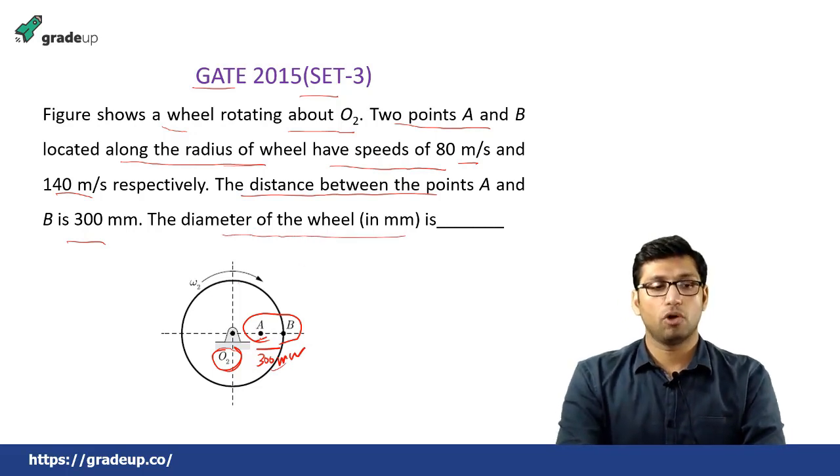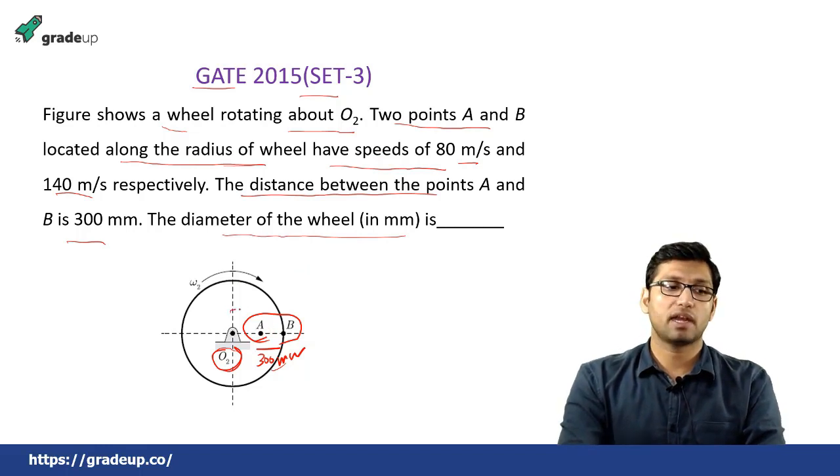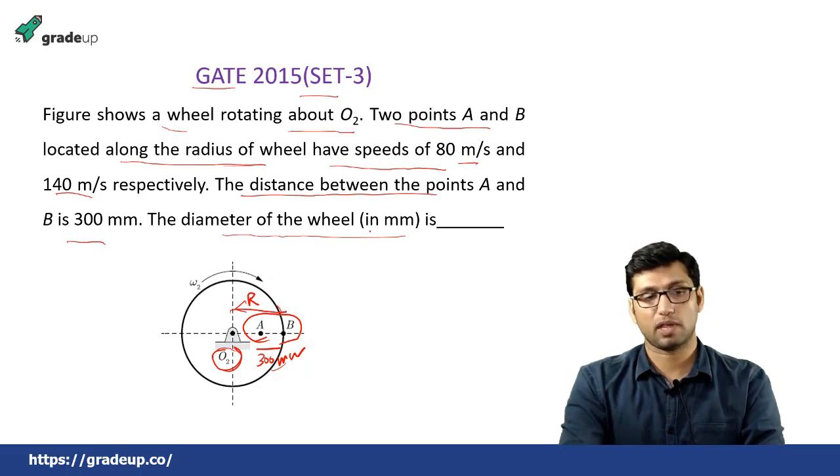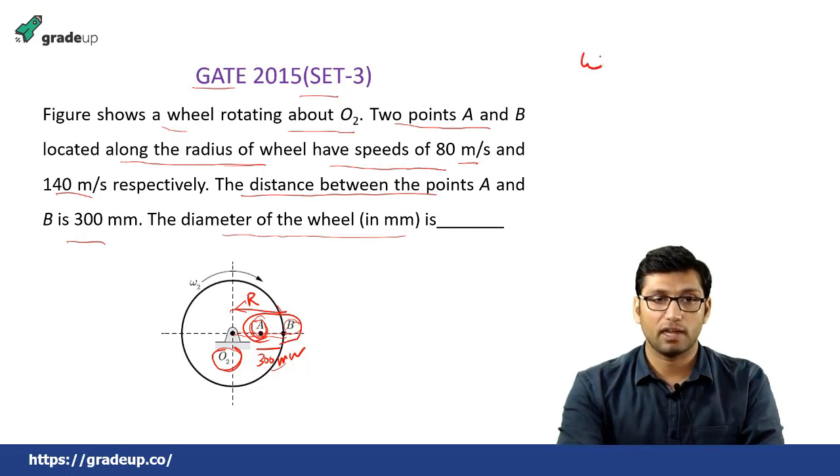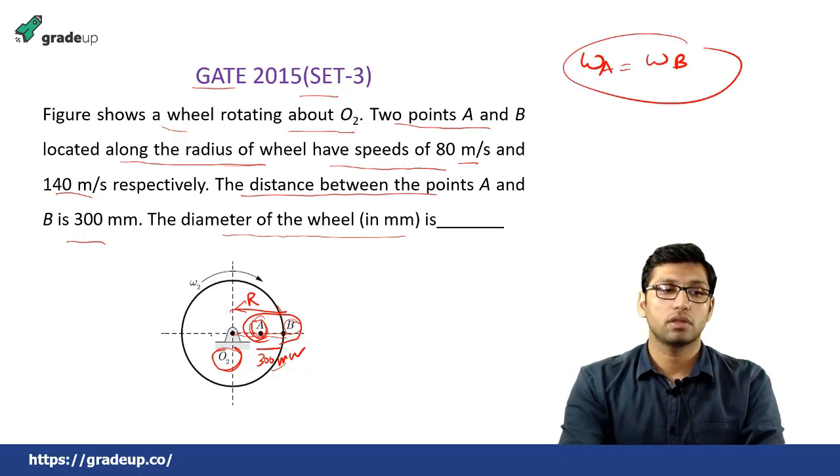So how can we find the diameter? If you know the radius of this wheel, you can easily find the diameter. Suppose the radius of the wheel is equal to R. Now, since this body is rotating, the angular velocity of points A and B, located along the radius of this rotating body, will be equal. That is, the angular velocity of A will be equal to the angular velocity of B.